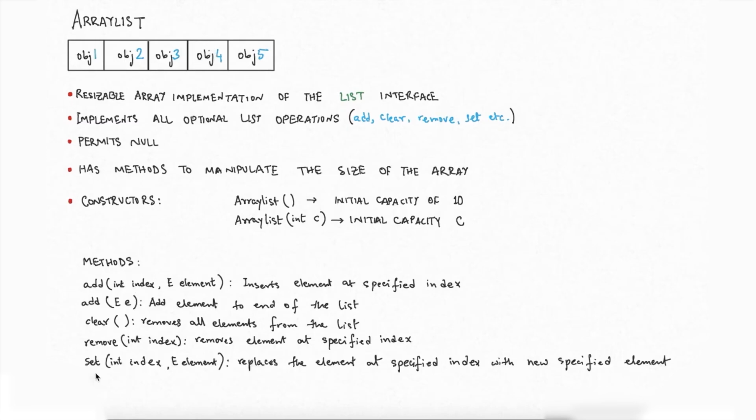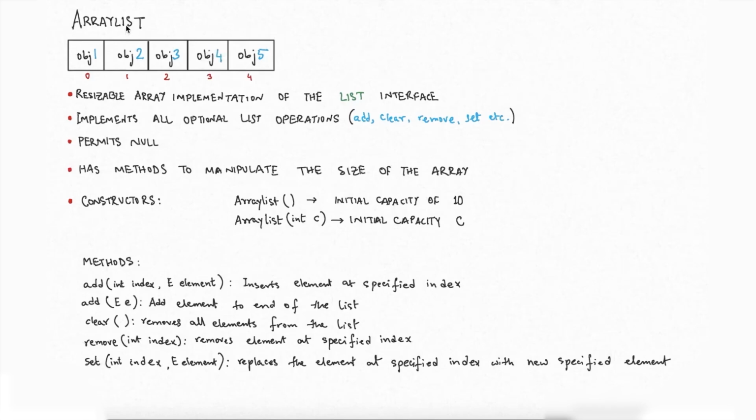And lastly, we also have a method called set. What the set method does is that it takes two input parameters and it replaces the element at this index with this element. So let's say right now, if we use this method set and say set 3 object 6, then at index 3, object 4 will be replaced by object 6. So object 4 will be thrown out and object 6 will be placed in place of object 4. That's what the set method does.